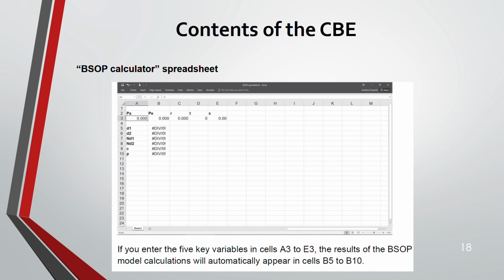PAPERTS: price of underlying, exercise price, interest rate, time, and standard deviation. You can see everything is now here, 0.000. Now it's blank. You can type it. Automatically it will take all the variables here. D1 will come, D2 is calculated for you, ND1, ND2, C and P. It tells you here: enter from A3 to E3, and from B5 to B10 automatically calculations are done.